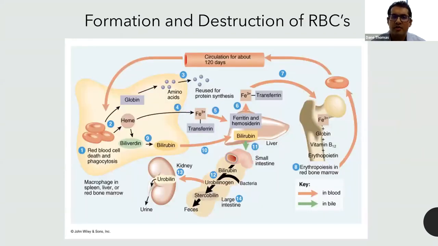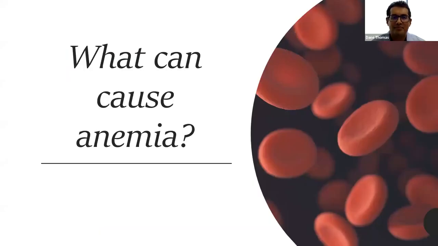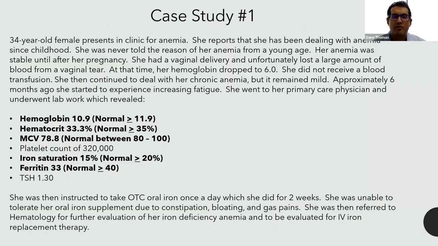This slide is another reference slide to describe the whole cycle of red blood cells, including the formation and destruction of red blood cells. And we will talk about each of these processes in the upcoming slides. So let's get down right to it. What can cause anemia? We'll first talk about our first case study.